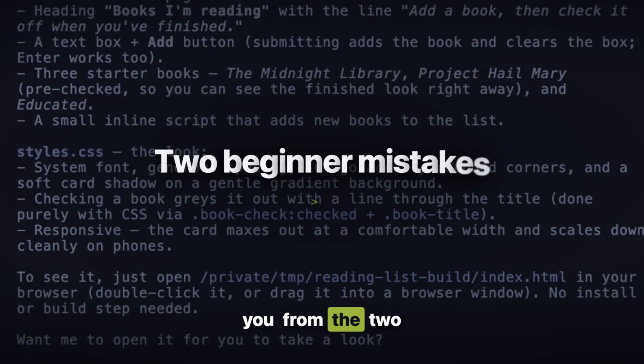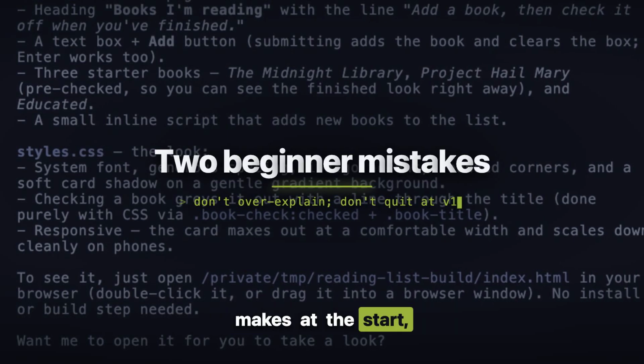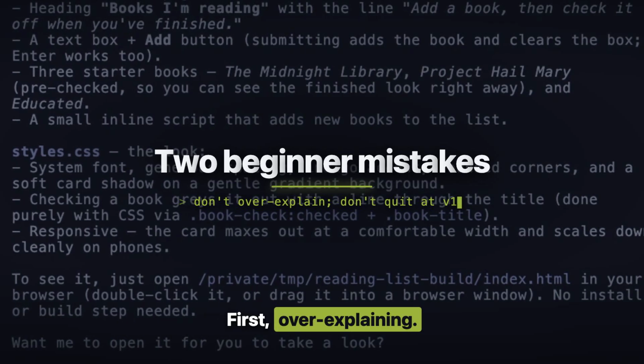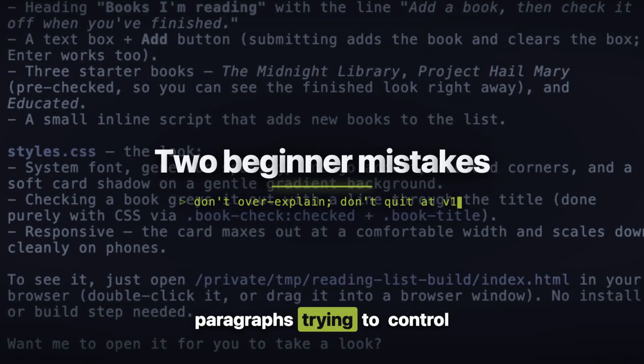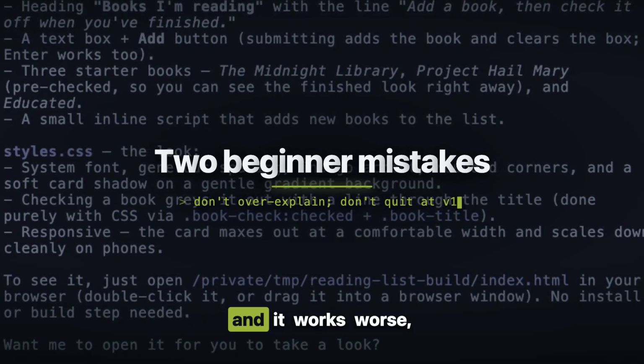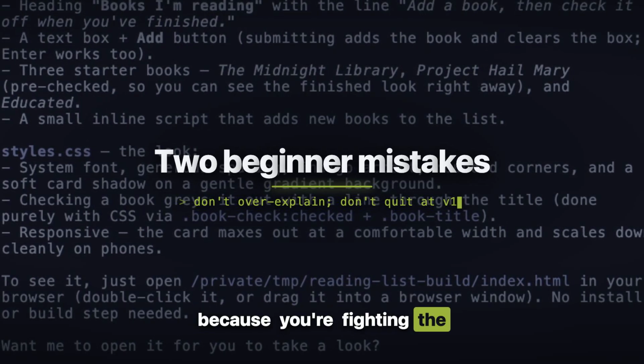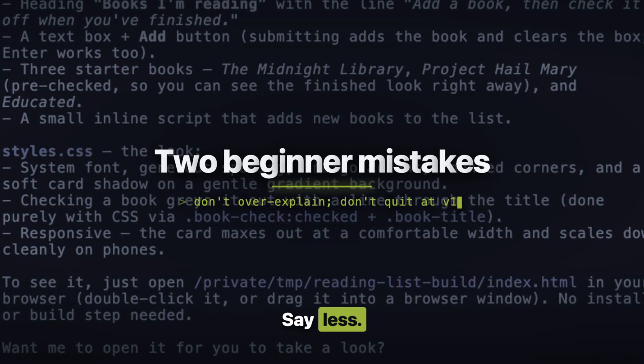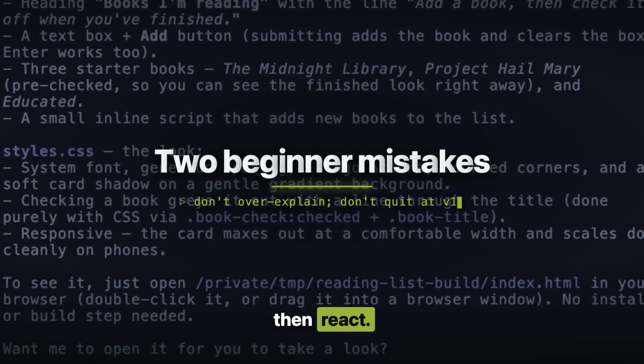And let me save you from the two mistakes that literally everyone makes at the start, me included. First, over-explaining. People write these giant paragraphs trying to control every tiny detail, and it works worse because you're fighting the AI's good instincts. So start small. Say less. Let it surprise you, then react.